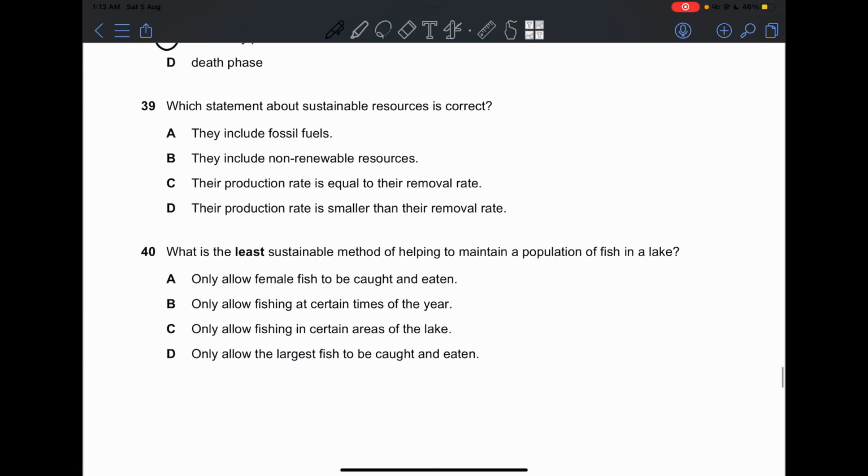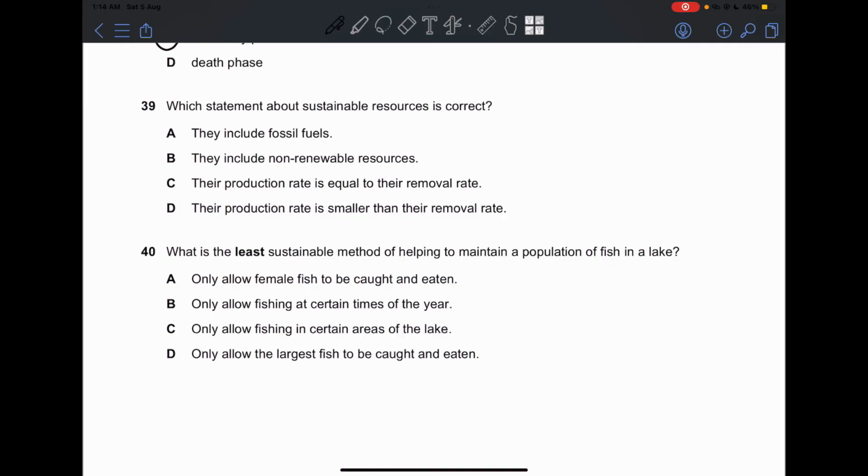40. What is the least sustainable method of helping to maintain a population of fish in a lake? A says allow only female fish to be caught and eaten. This will decrease the population of the fish in a lake because female fish are the types of fish that would reproduce to produce another fish. So by removing female fish, there will be no reproduction of new fish. Also, the population of fish will decrease. So this is not a sustainable method of helping to maintain the population of fish.